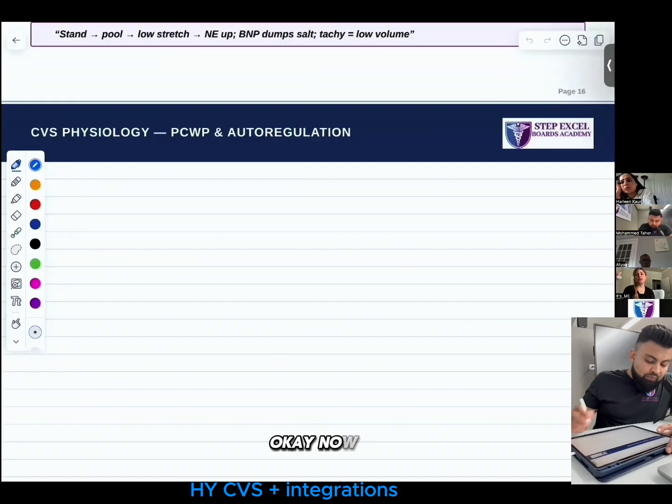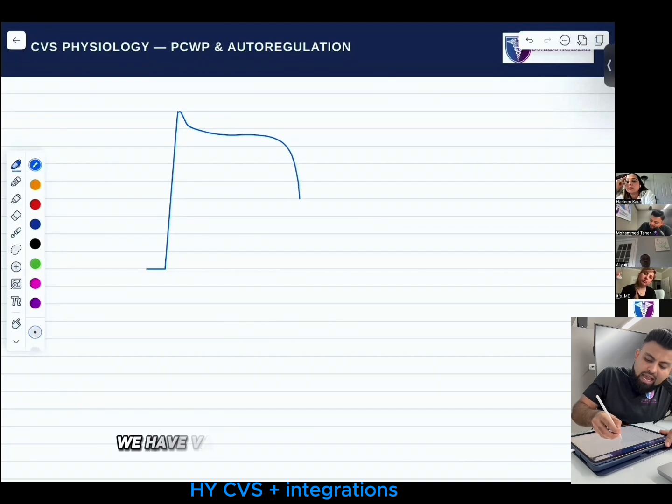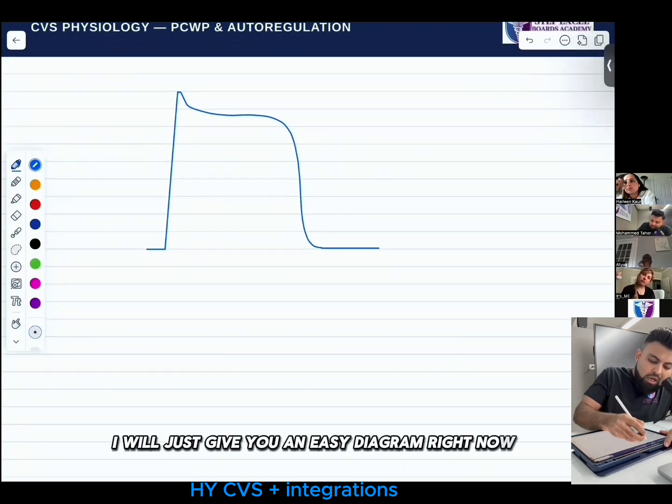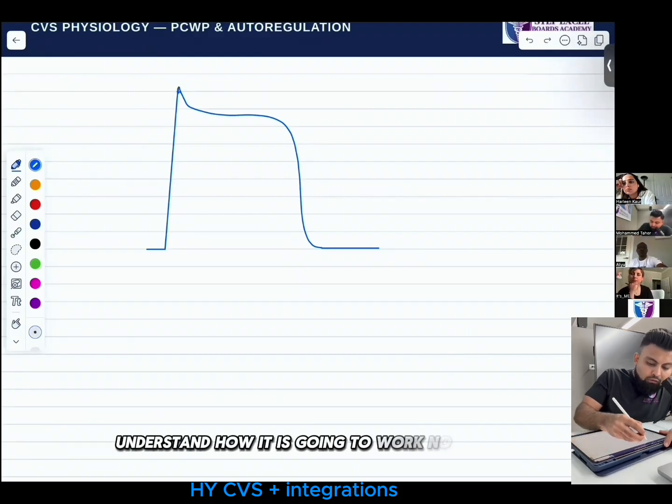Okay. Now, the next important thing, ventricular muscle action potential. If you talk about the action potential, we have various diagrams we can go through. But before that, I will give you an easy diagram right now so that we can at least understand how it is going to work normally.